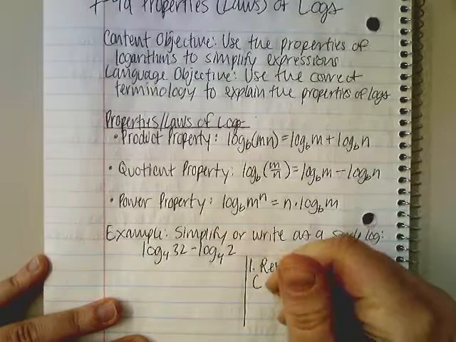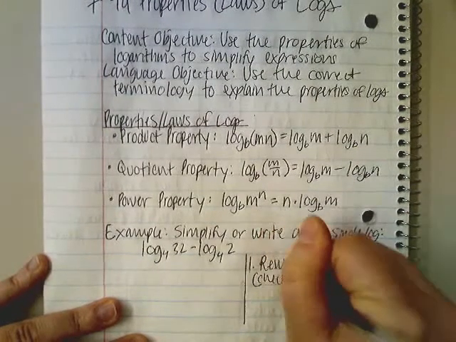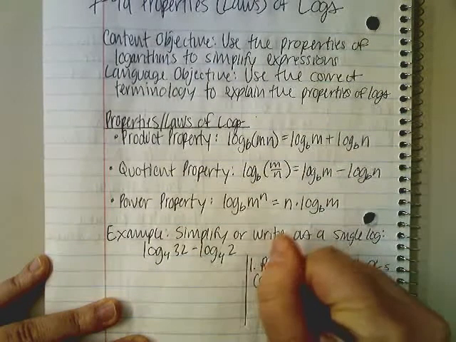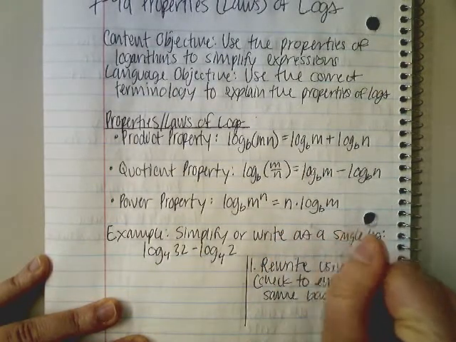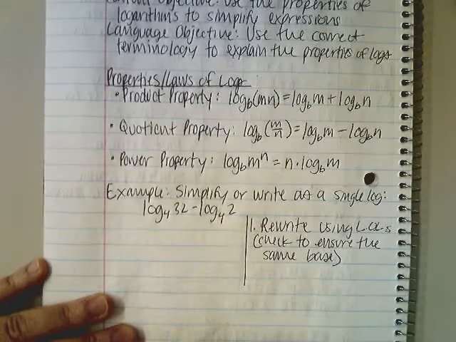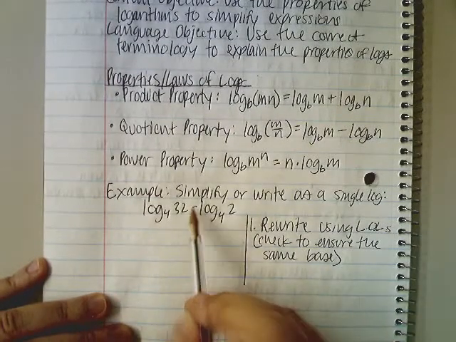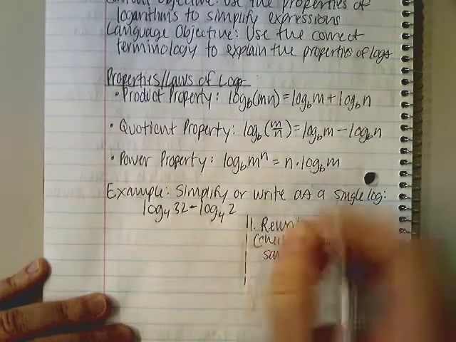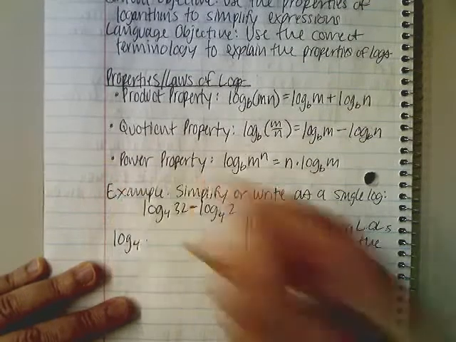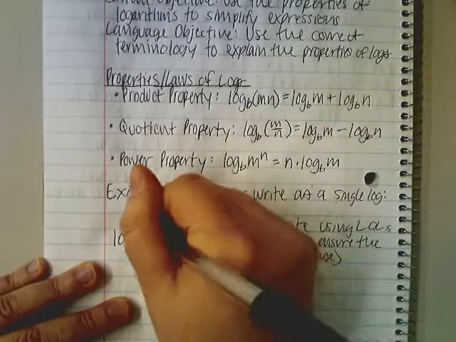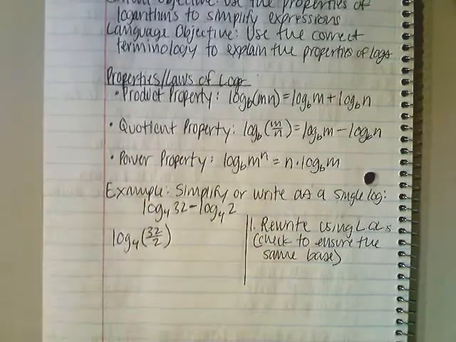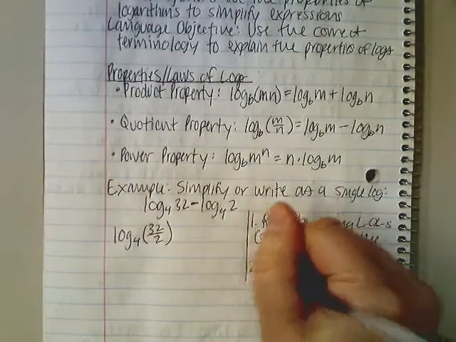And I want to make sure we check to ensure that they have the same base, because again, these laws only work if I have the same base for both of them. So since they both have a base of 4, I can rewrite it using logs. Since I'm subtracting these two logs that have the same base, I can use my quotient property and rewrite them in a single log being divided. So now I have log base 4 of 32 divided by 2. So again, I'm taking the arguments and dividing them.